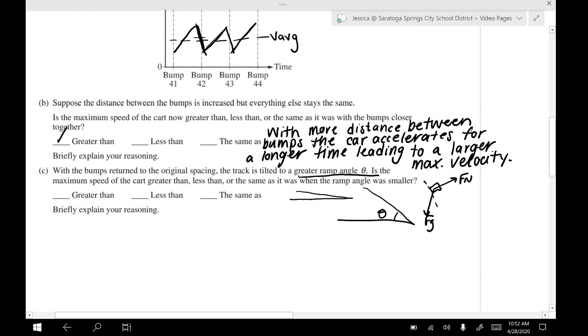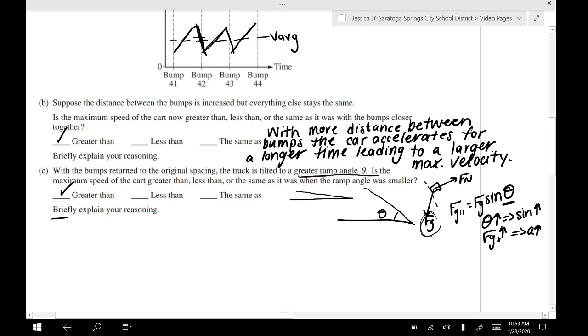The thing causing the acceleration in this problem, meaning the thing causing the car to travel down the incline, is this component of gravity parallel to the incline. So that F_G parallel is F_G sine theta. As theta increases, the sine component increases, which means F_G parallel increases. And if that F_G parallel increases, then that leads to a greater acceleration, which leads to greater maximum speed.